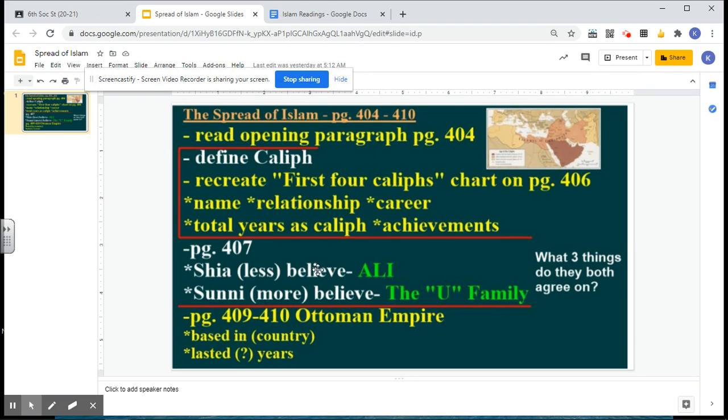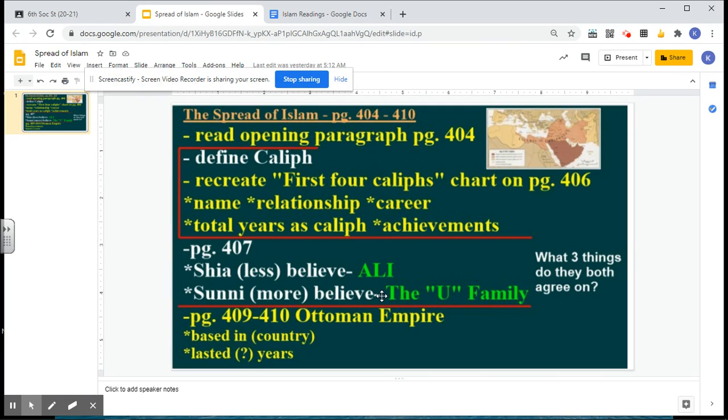So, this is kind of the split between the two groups. The split is, again, that one group thinks that they should all be descendant of Ali if they're planning on being the leader, or the Sunni group believes that anybody that has any descendancy to the Umayyad family would be perfectly fine.